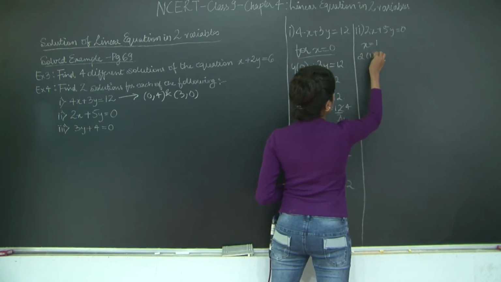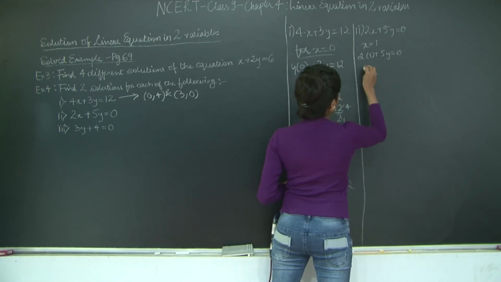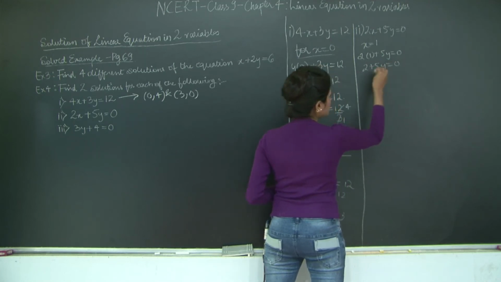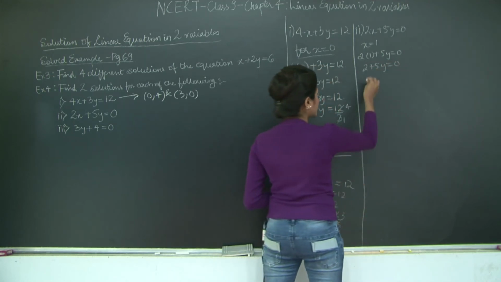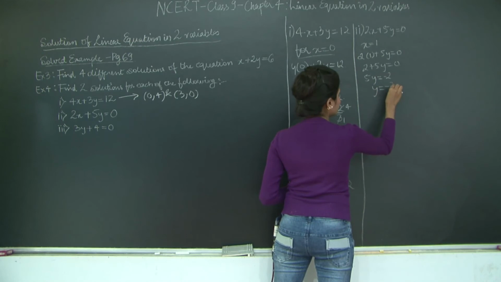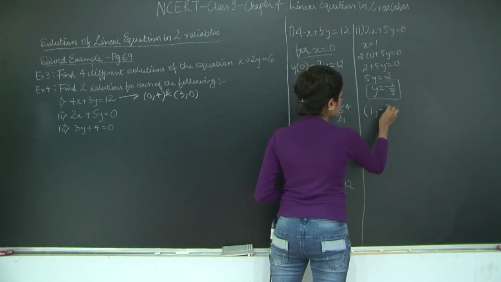2 into 1 plus 5y is equal to 0. Therefore 2 plus 5y is equal to 0. Now 2 is going to come on my right hand side, so it will become negative. Therefore 5y is equal to minus 2. Therefore y is equal to minus 2 upon 5. Right. So what's my solution? It is (1, minus 2 upon 5).